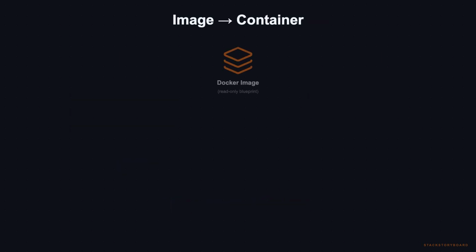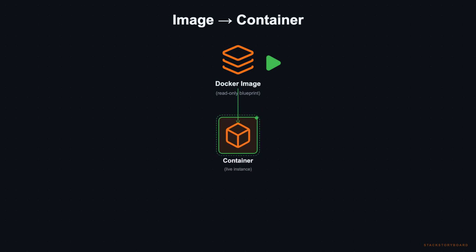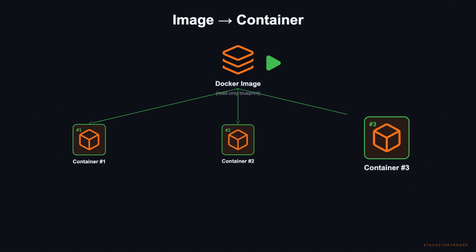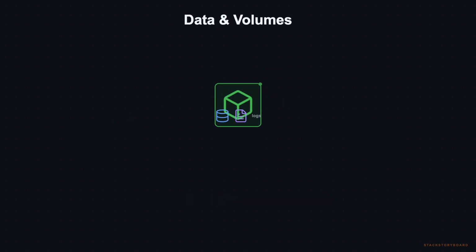All right, so you have an image. Now what? You run it. And when Docker runs an image, it creates a container, a live, isolated instance of that image. You can run 10 containers from the same image, and each one is completely independent. They don't know about each other. They don't share state.